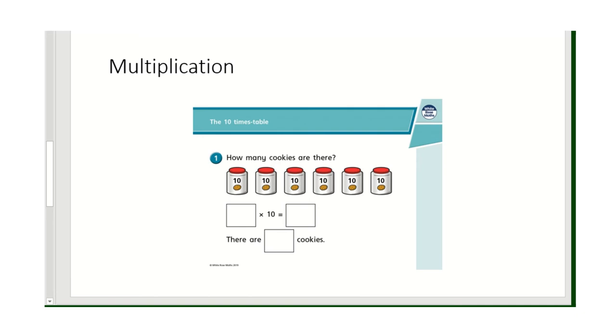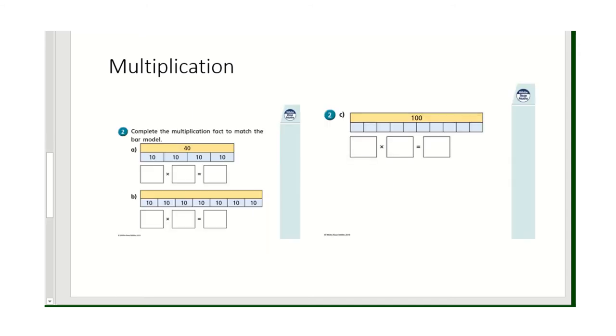Now then, let's have a look at the 10 times table. Look, cookie jars. I think you can work out how many tens there are to work out how many cookies there are altogether. There are 6 tens, aren't they? So what are 6 tens, which would give you your total of cookies.